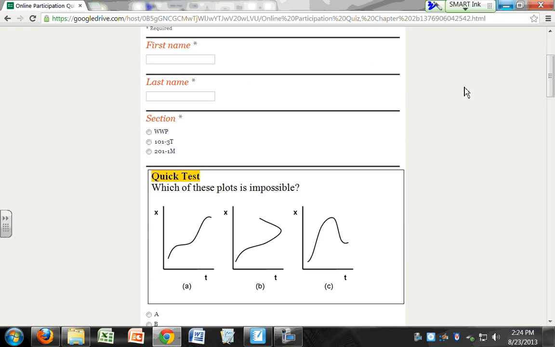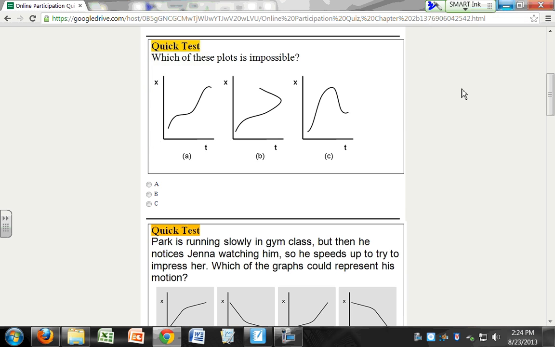All right, this is the Chapter 2B quiz. Which of these plots is impossible? The one that's impossible is B, and the reason it's impossible is because at particular points here and here, for example, or here and here, for example, you are in two positions at one instant in time, and that is impossible.